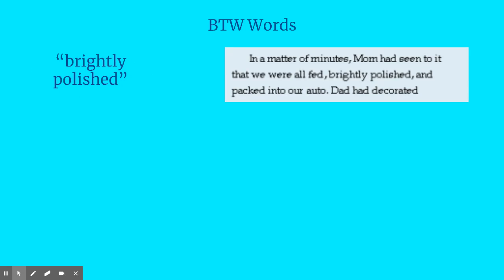In our story, we are going to come across this phrase, brightly polished. When we're reading, it says that Mom had seen to it that we were all fed, brightly polished, and packed into our auto. They're talking about getting in the car on the way to the votes being counted and the voting and all of that. But they don't mean that the mom actually polished the kids with a buffer or anything like that.